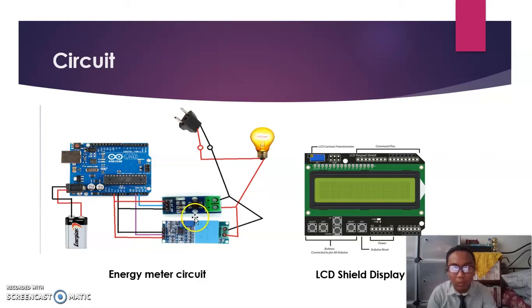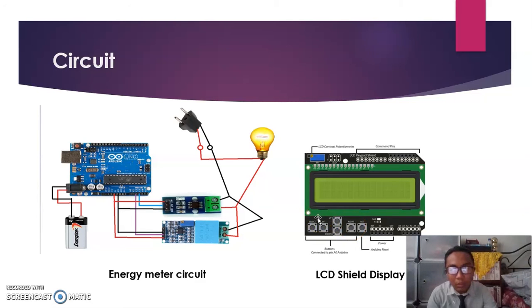measure the current signal. The bottom is the ZMPT101B module, which will be used to measure the voltage signal of the connected load. And this is the connected load, which is single phase and uses the single phase supply, like an LED bulb or something like that. And then this figure is the LCD shield display.